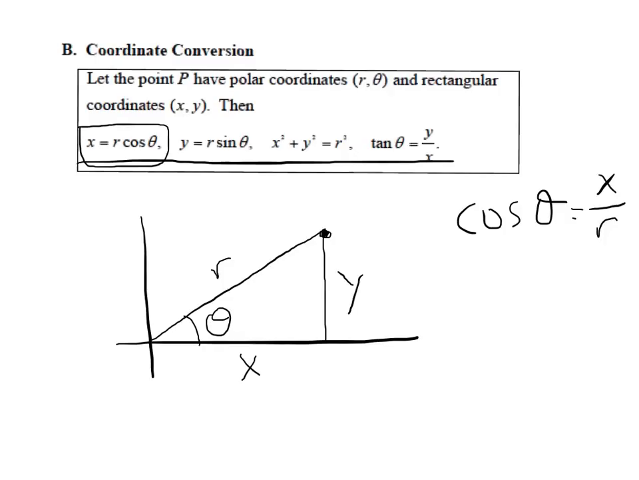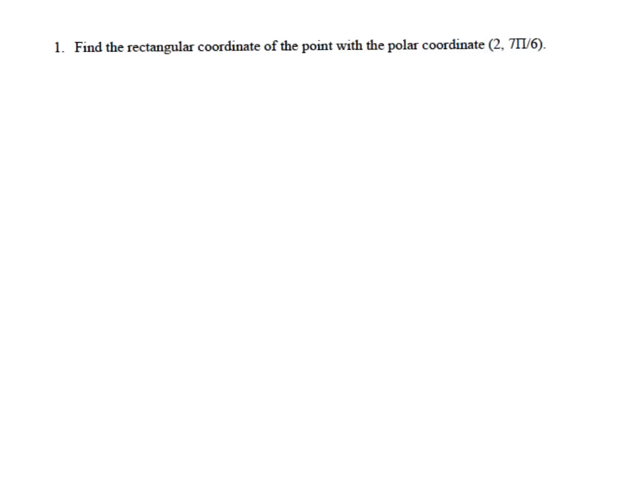The first 2 rules get us from the polar system to the rectangular system, and the second 2 rules will help us get from rectangular to polar. We'll go through a few examples of those. First one, find the rectangular coordinate of the point that has a polar coordinate of (2, 7 pi over 6).